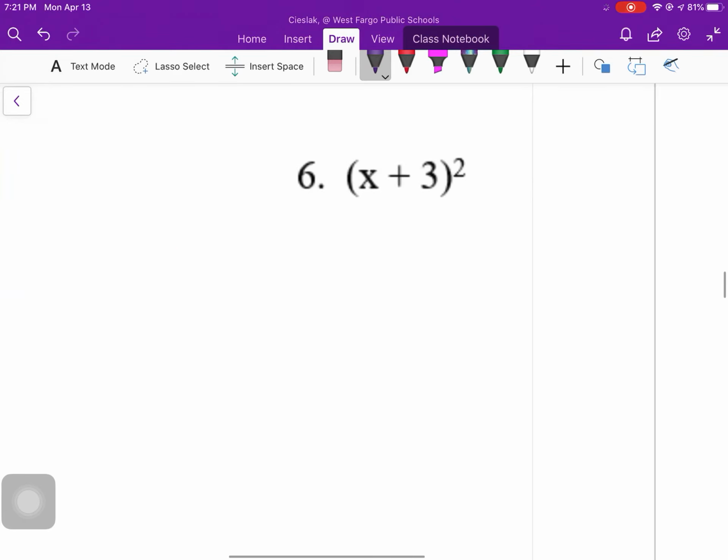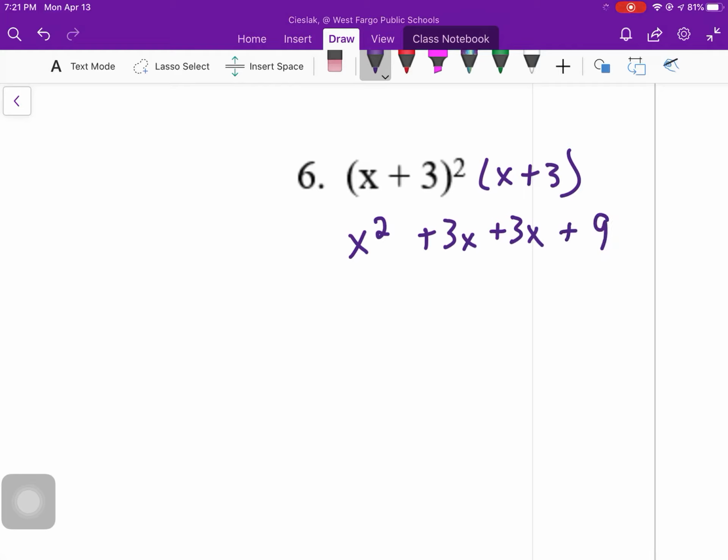That's a big no-no. X plus 3 squared is x plus 3 times x plus 3. So this is going to give me x squared. My outside, some of you guys are going to be good enough to skip this step. Outside is plus 3x, inside is plus 3x, and you'll be able to combine those in your head, which is awesome. You don't have to. And my last is plus 9. So final answer, when I combine x squared plus, not 3x, it would be 6x plus 9.